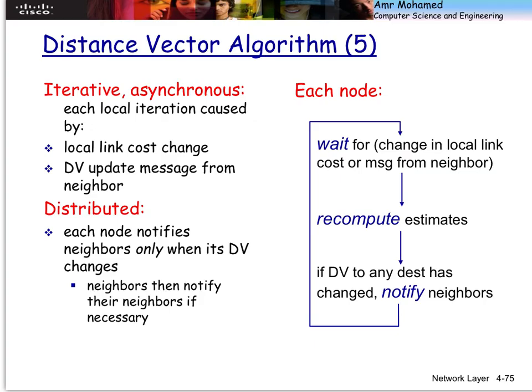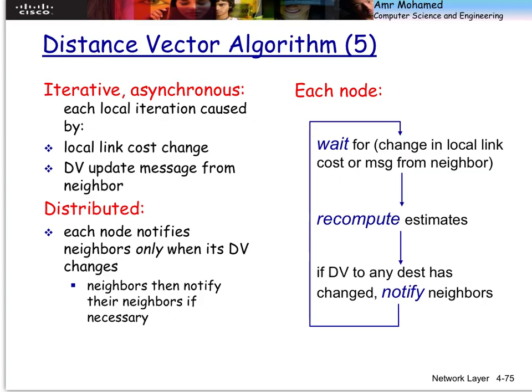Okay, so that can easily be estimated. Each local iteration is caused by a local cost change. So if a node finds that one of the costs to any destination changes, this means that I have to report this in the routing table. Anything I report in the routing table, I have to inform all the neighboring nodes. Okay.